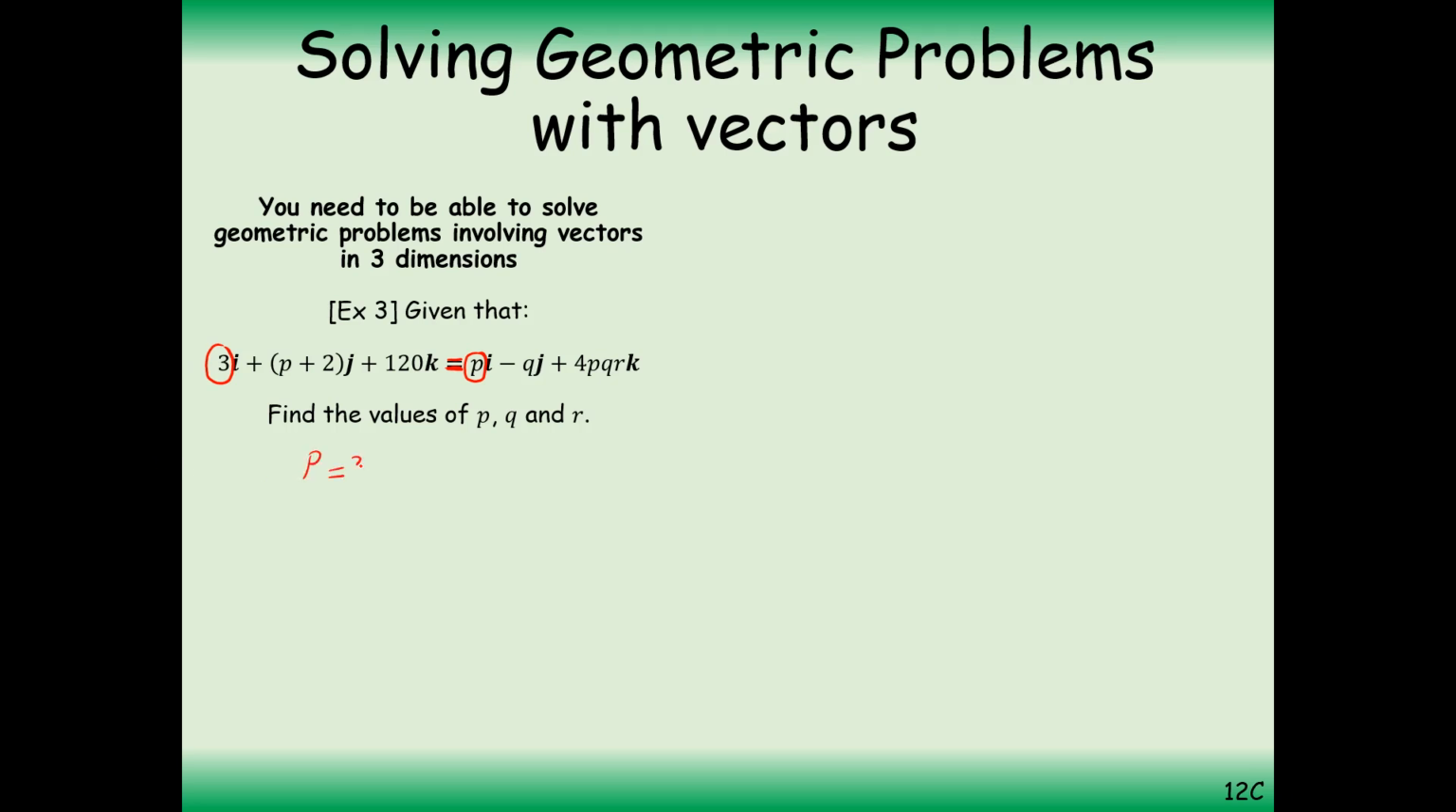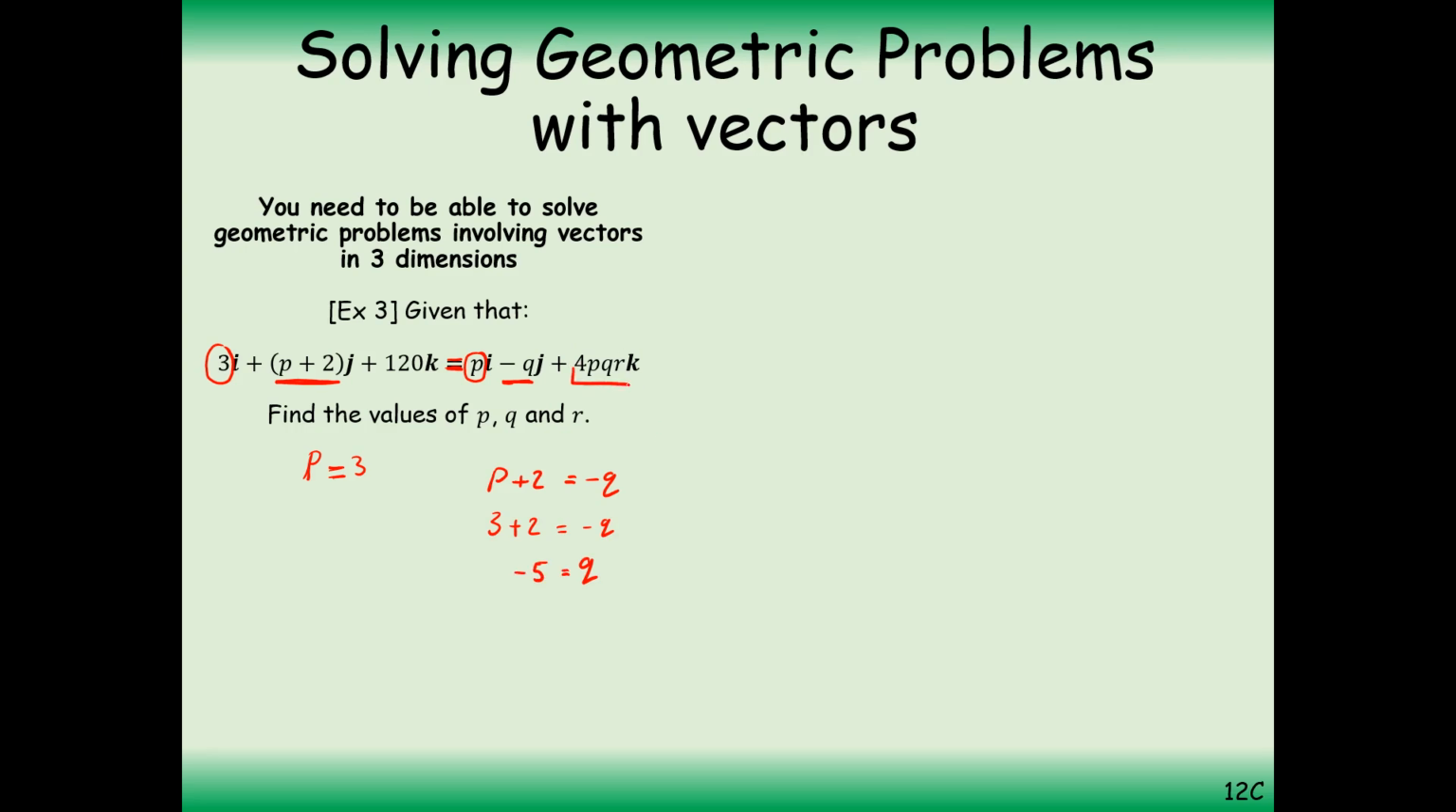P is simply 3. Let's put it down. Then we look at the coefficient of j. Coefficient of j on the right is negative q, and coefficient of j on the left is p plus 2. We already know the value of p, so let's use it. 3 plus 2 is equal to minus q. Therefore q is a negative 5.